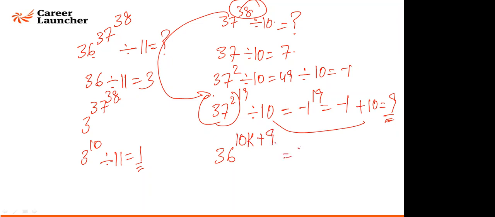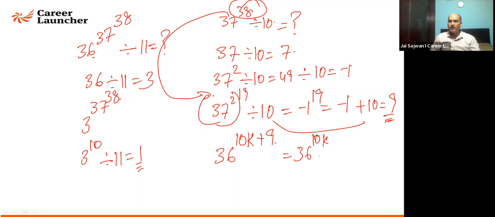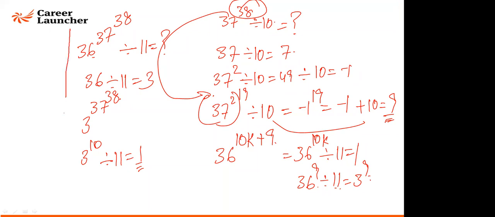Yes, sir. Good, this we know, 36 to the power of 10k when divided by 11, remainder is 1. So I need to find out only this value. What is the remainder when I'm going to divide it? Of course, the remainder is 3 to the power of 9. 36 divided by 11, remainder is 3. 3 to the power 9 needs to be found out. Is that fine till this point? Ask me. Yes, sir.